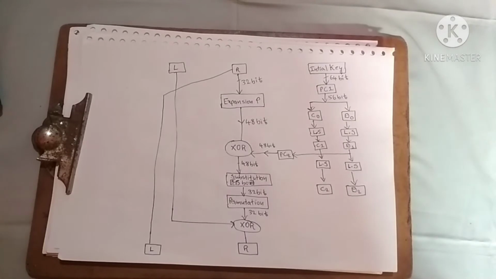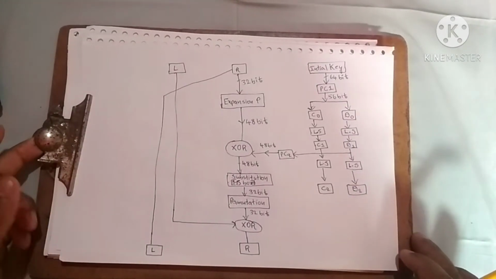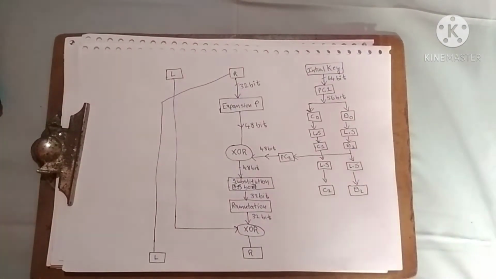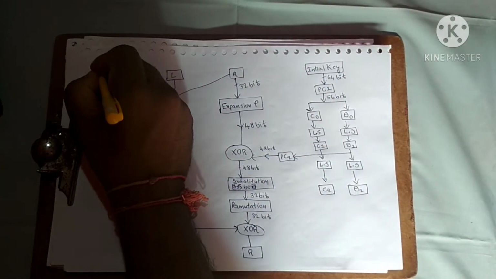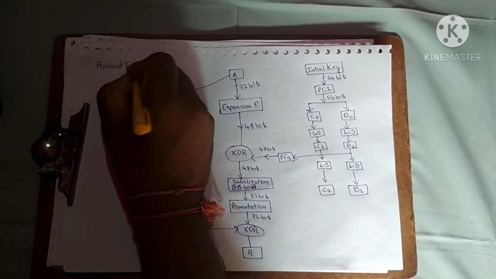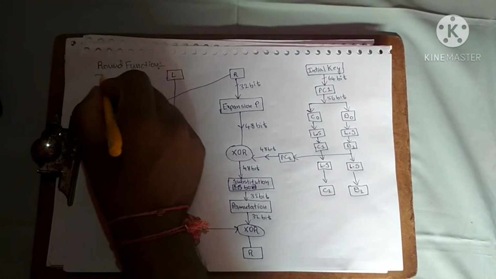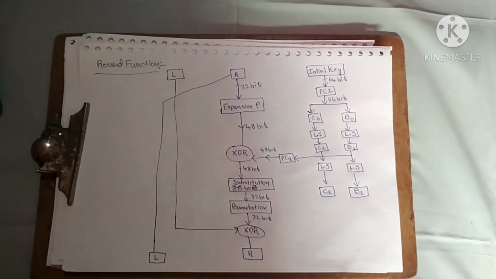Today we are discussing the continuation part of the Data Encryption Standard. Here we are discussing the round function in the Data Encryption Standard.